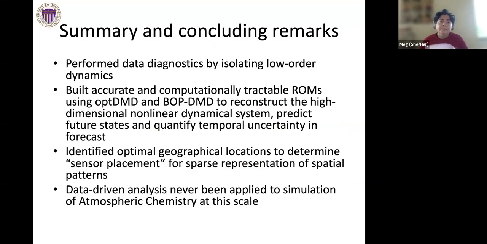And so in summary, I performed data diagnostics by isolating low order dynamics. I built an accurate and computationally tractable reduced order model using the optimized DMD to reconstruct the high dimensional nonlinear dynamical system and predict future states. And I identified optimal geographical locations to determine sensor placement for sparse representation of spatial patterns. And this data-driven analysis has never been applied to simulation data of atmospheric chemistry at this scale.